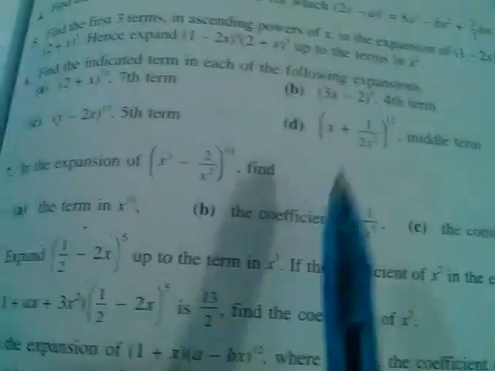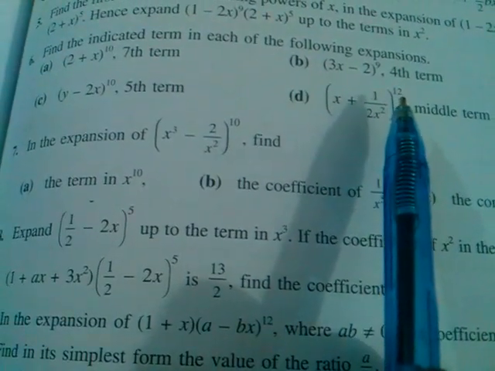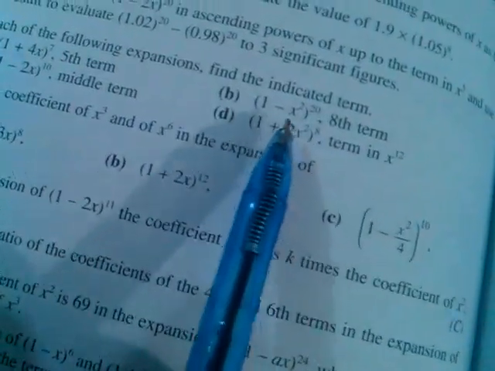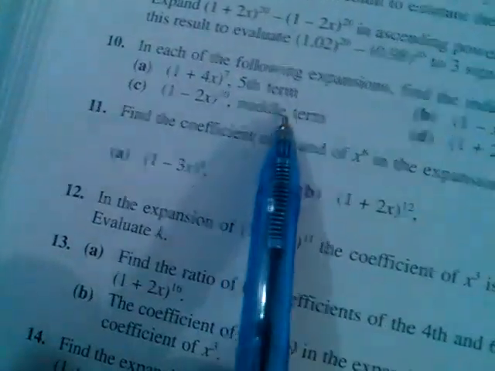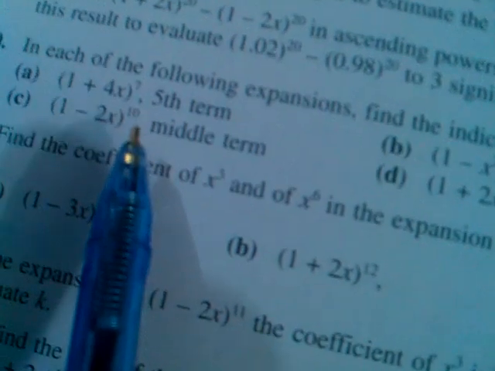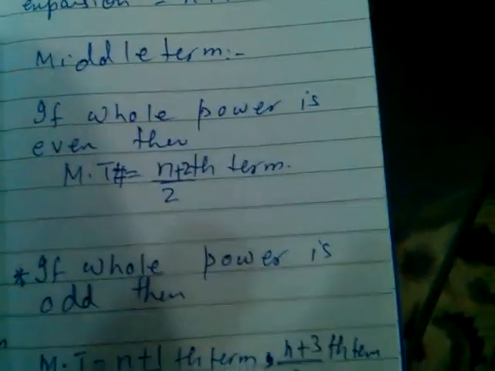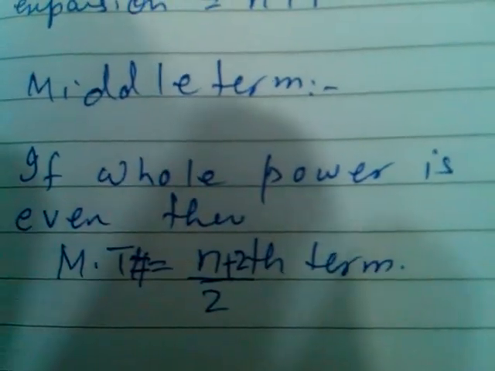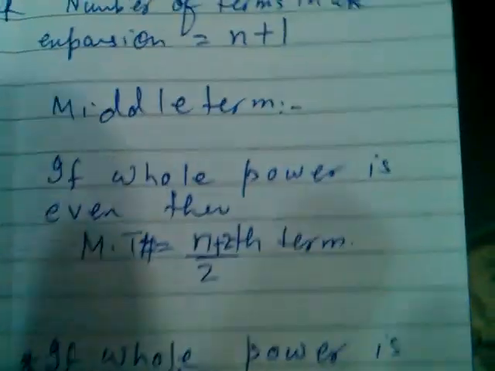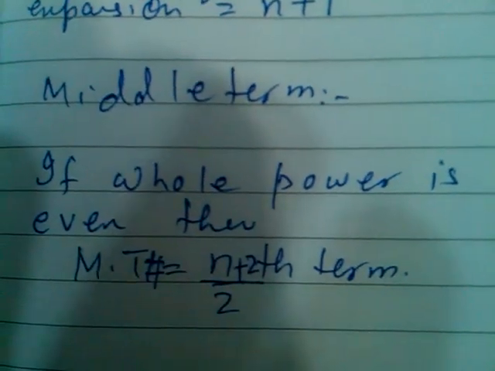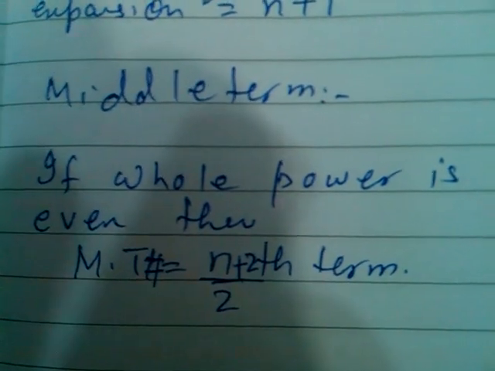Like, see, this is question number 6D. The whole power is given to you as 12, and over here they have asked for the middle term, and the whole power is given as 10. This is 14.1 and this is 14.2 I am talking about. So whenever they ask for the middle term, very rarely will they give you an odd power. Mostly they always give us an even power.